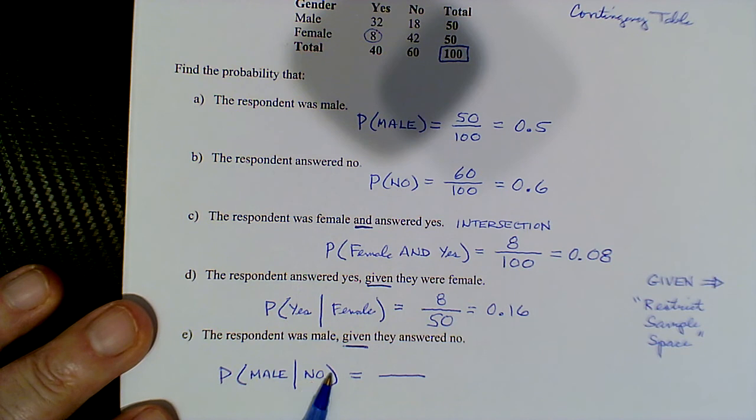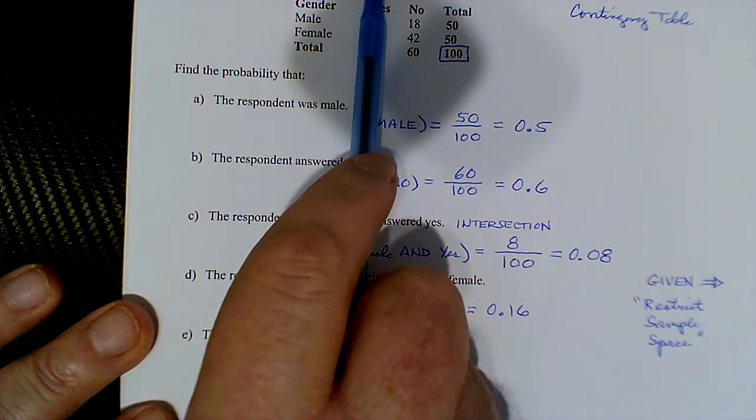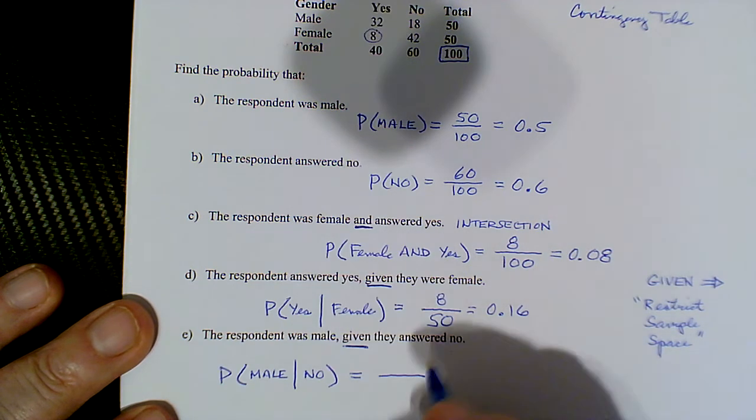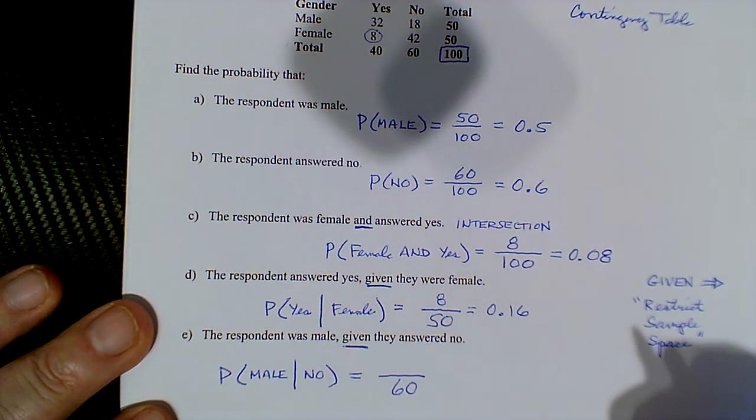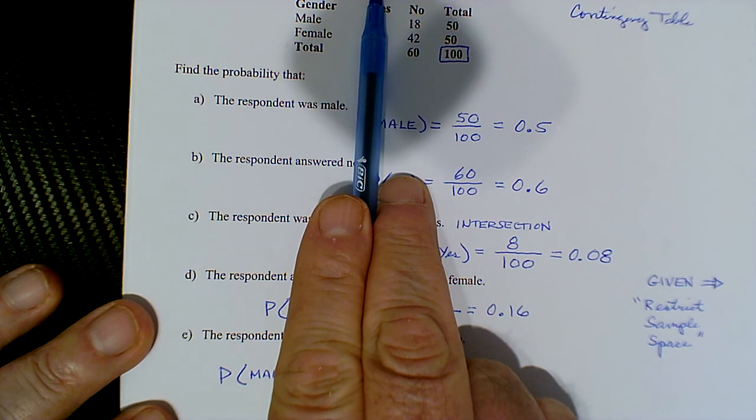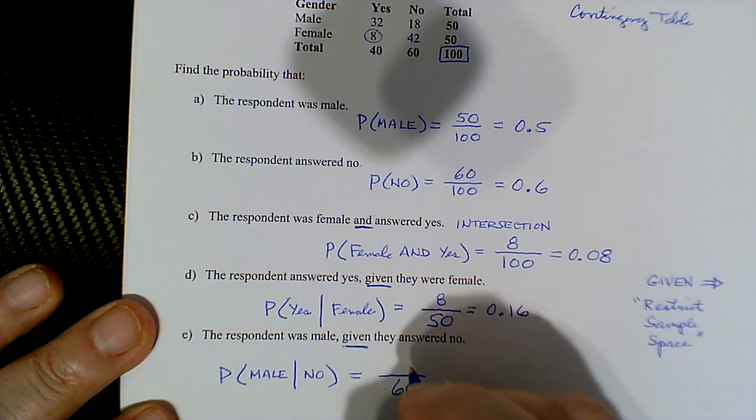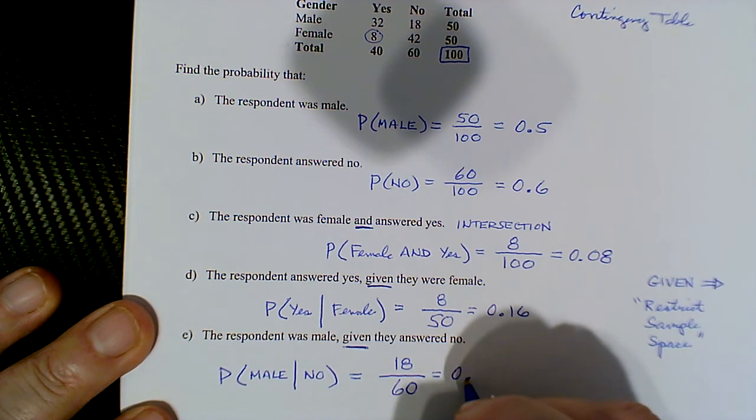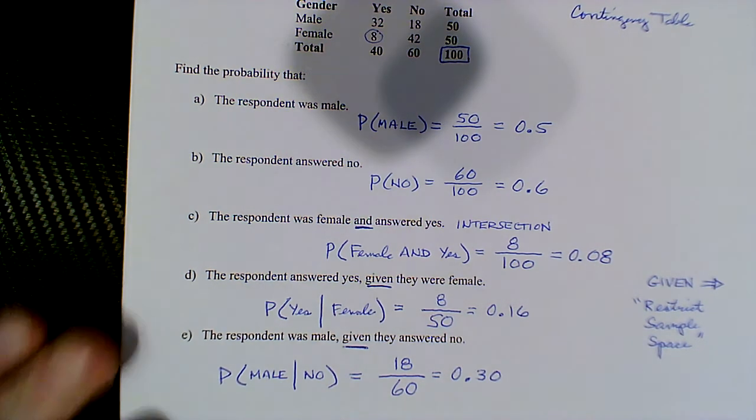You want to focus on the denominator first because you're restricting the sample space to the no people. So now I'm ignoring the yes people. I'm covering up the yes people and looking at the no people. There's 60 of them in total. And out of those 60 that answered no, how many were male? You could see that 18 of them were male. So that calculates to be 0.30.